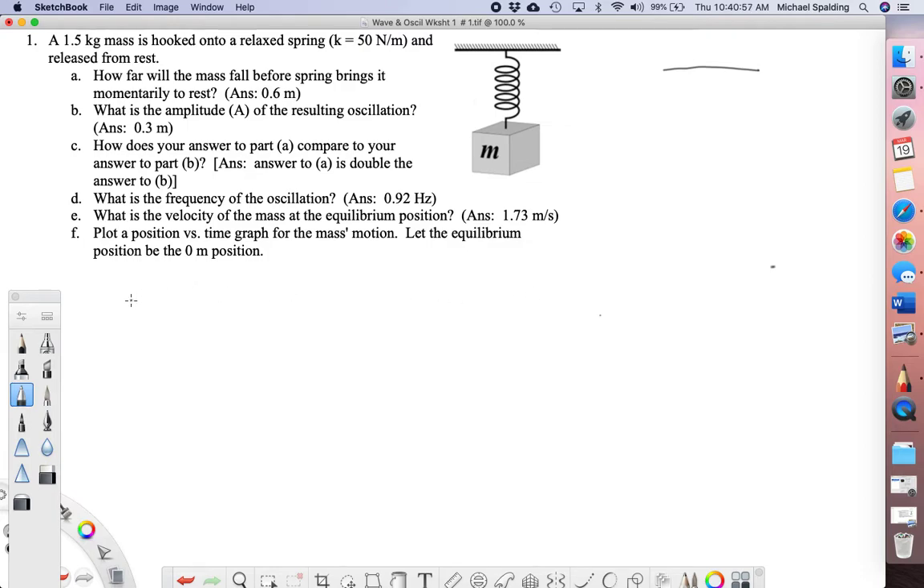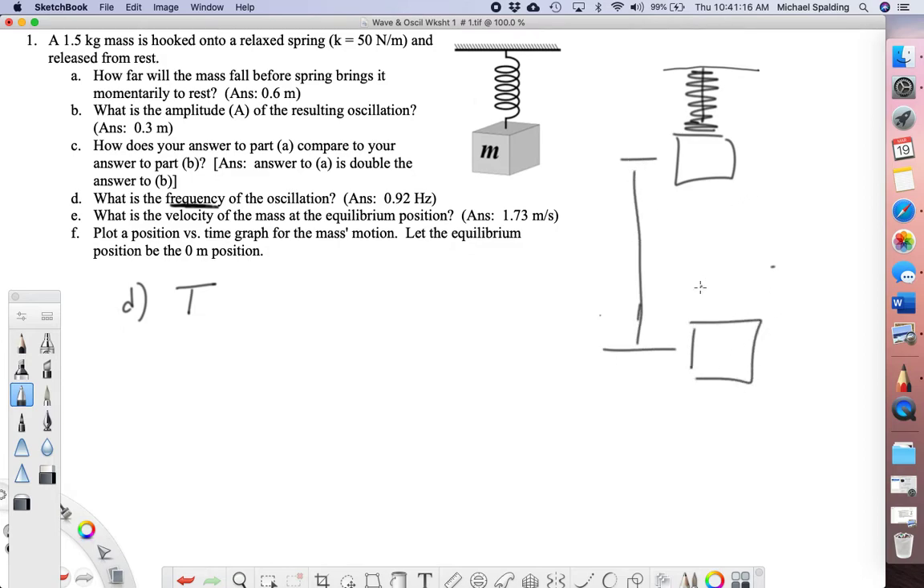So the way we're going to solve part D is we're first going to solve for period. So the question says frequency, but if we solve for period, and again, what do we mean by period? So the mass goes on the spring and it starts to oscillate down to the low point. The period is the time it takes to go from here down and back. It's one complete cycle is what the period is.